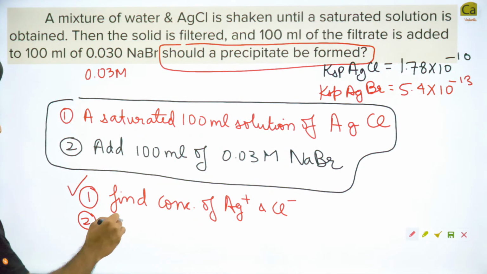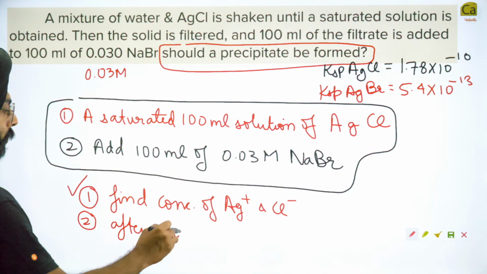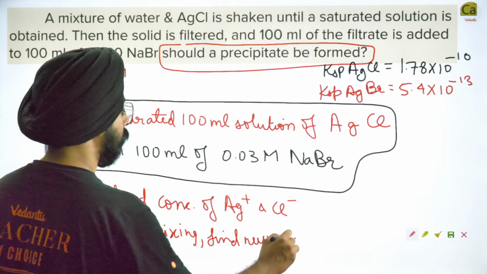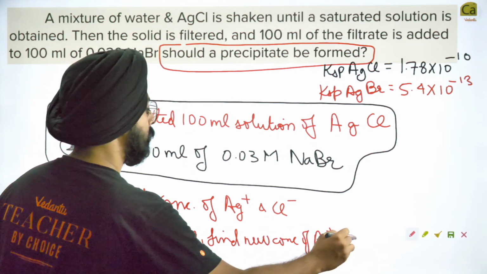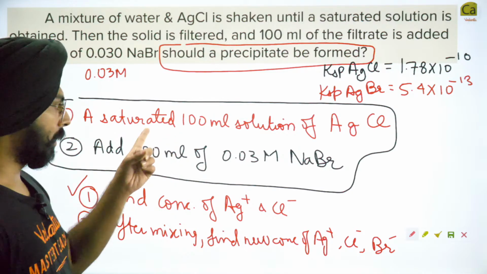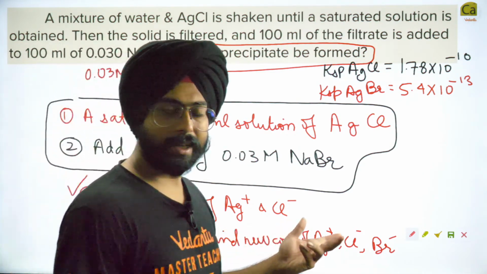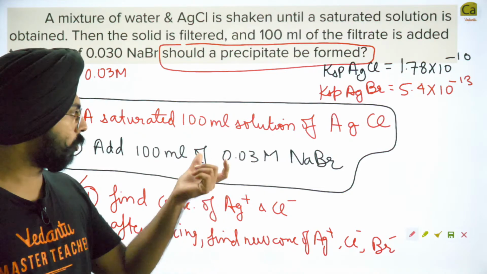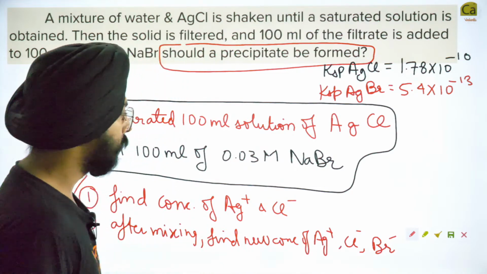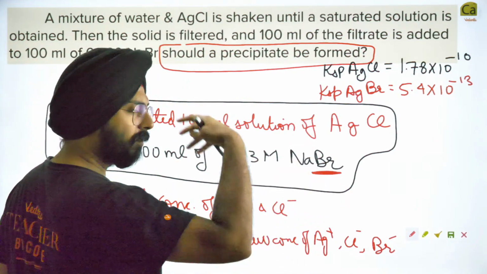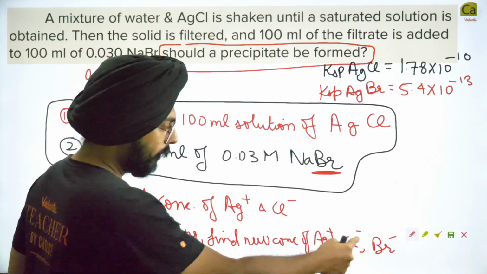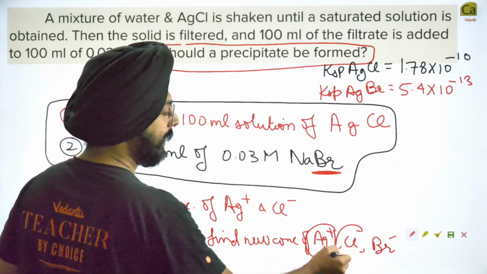Second, after mixing, find the new concentration of Ag positive, Cl negative and Br negative as well. ठीक है, 100 ml का 200 ml हो गया. So of course the concentration will be different now. So calculate the new concentration of Ag positive, Cl negative, and also calculate the concentration of Br negative in the solution. NaBr will break apart entirely, so you will have 0.3 molar NaBr that is breaking off. Calculate the concentration of Ag positive, Cl negative, Br negative.